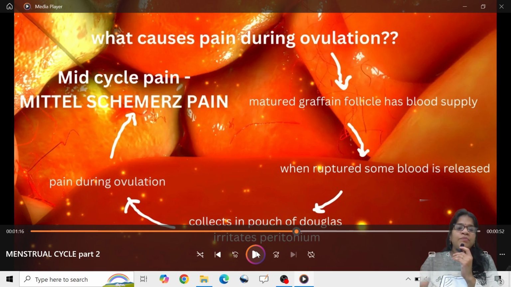Okay, so when the follicle ruptured, some blood will be released, and the whole peritoneum lining, or the pouch of Douglas lining, gets irritated, and thus it leads to the pain. And that pain is generally called Mittelschmerz pain. It's a normal pain, they might ask you. So please remember.